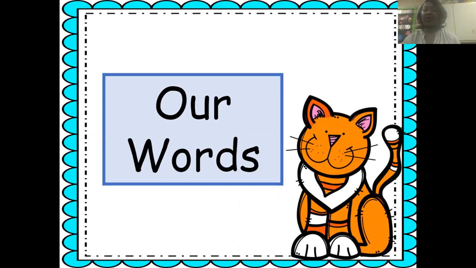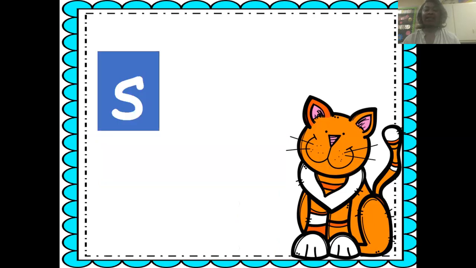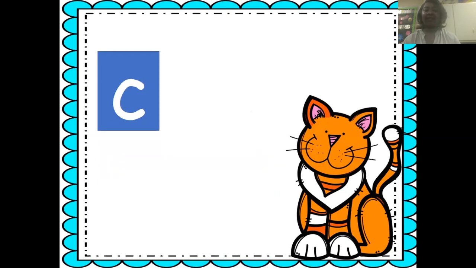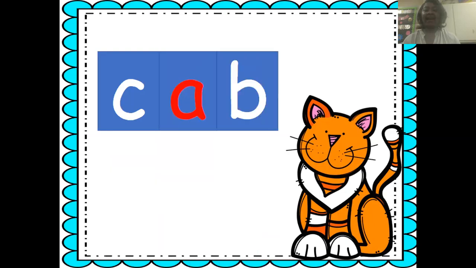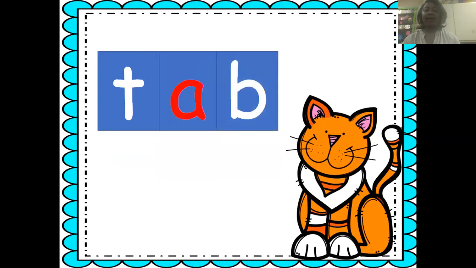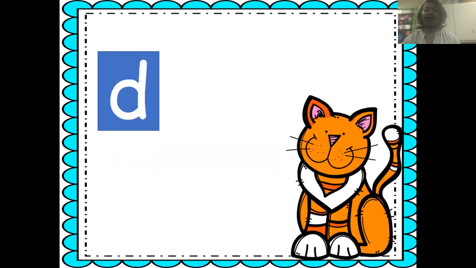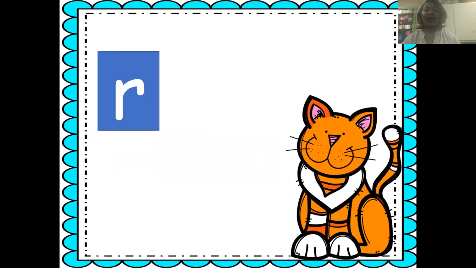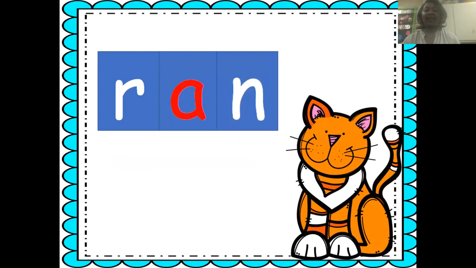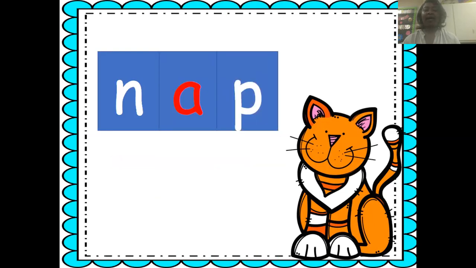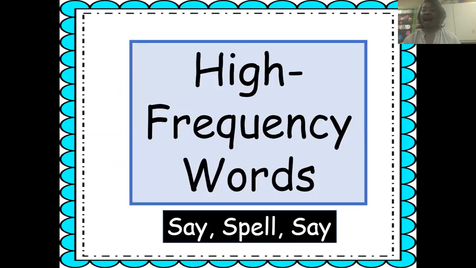Remember, when you see the letter, you're going to make the sound that it makes. S, ad, sad, k, ab, cab, t, ab, tab, d, ad, dad, at, and ran, app, nap.